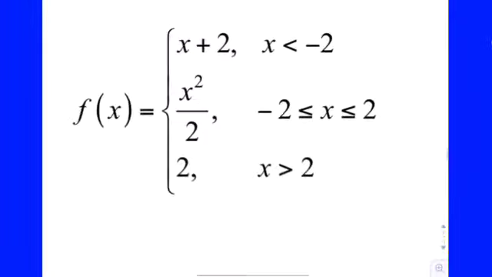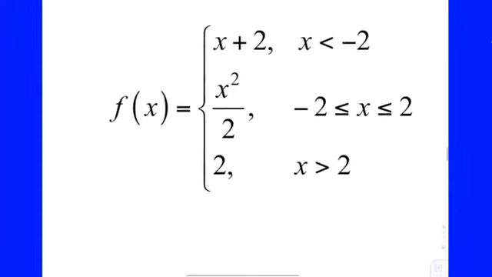So, first thing you do when you see a piecewise function is resist the urge to panic, right? Think of it as not a 3-headed monster, but maybe something less terrifying than a monster. Maybe more cute, like a 3-headed baby, right? Little baby, 3-headed baby, right?